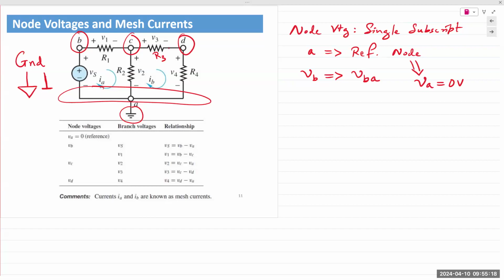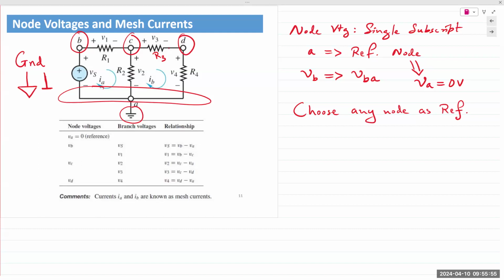It doesn't matter what the actual voltage is at my reference node. I can choose any node as reference. I can choose B, I can choose C, I can choose D. You can choose any node as reference. It doesn't really matter for the purposes of analysis. But if you choose a node as reference, then you stick with that assumption until you end your analysis. You cannot change that reference halfway through your solution.